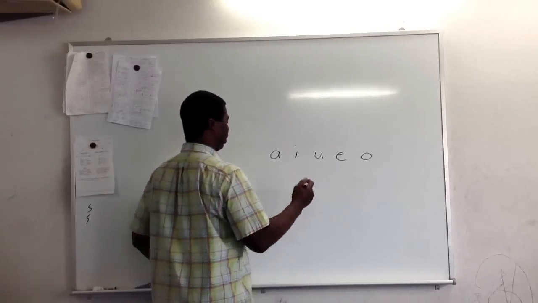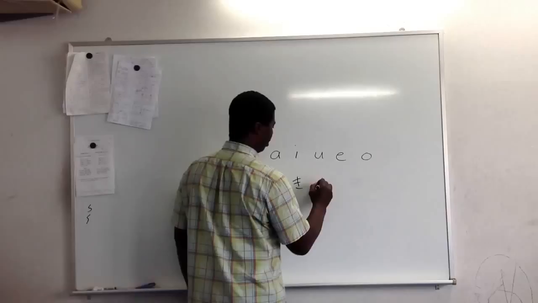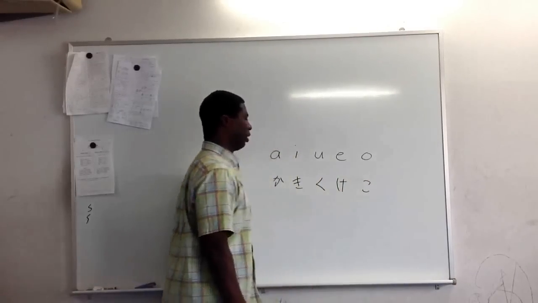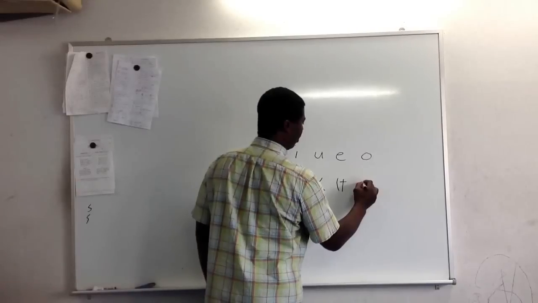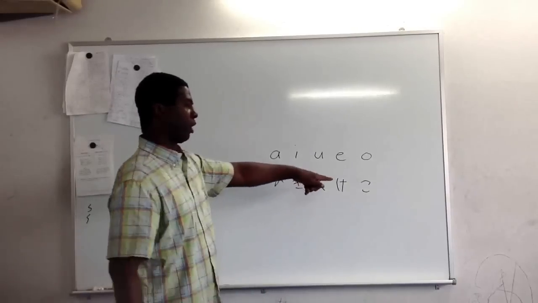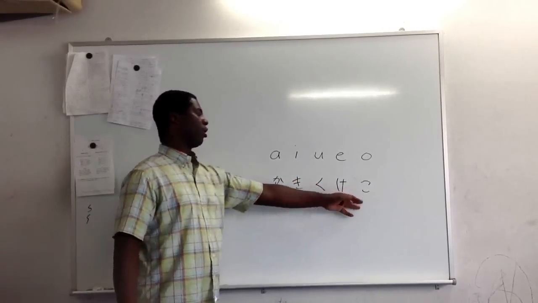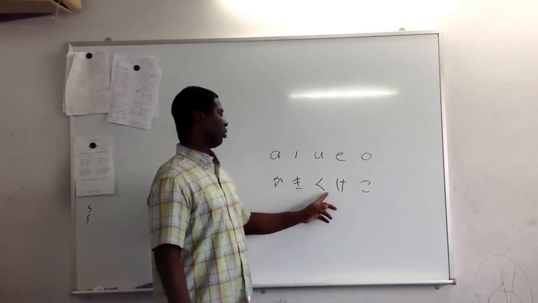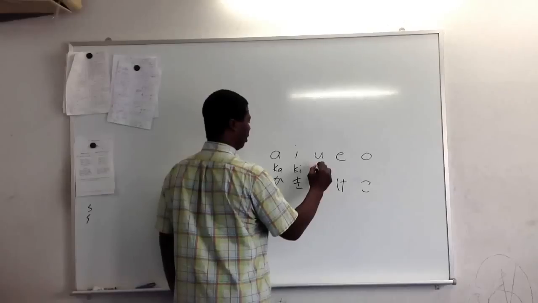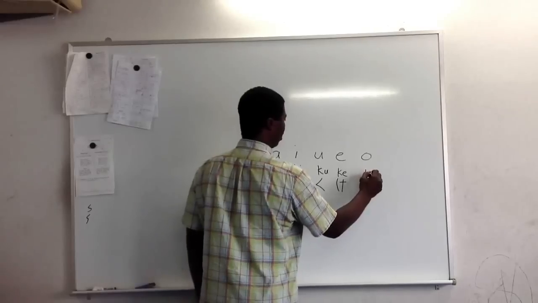Okay, so here you're going to have ka, ki, ku, ke, ko. Okay, and you write the ko. It has this little hook, but most people when they write it, they don't write that. Okay, so anyway, here you have ka, ki, ku, ke, ko. Okay, one more time, ka, ki, ku, ke, ko. So here it's ka, ki, ku, ke, ko.